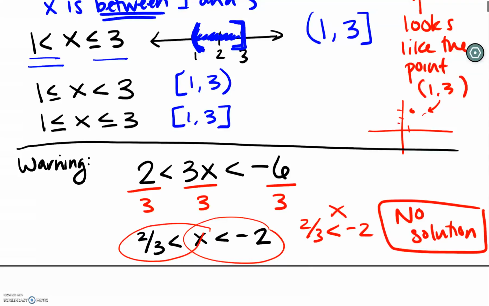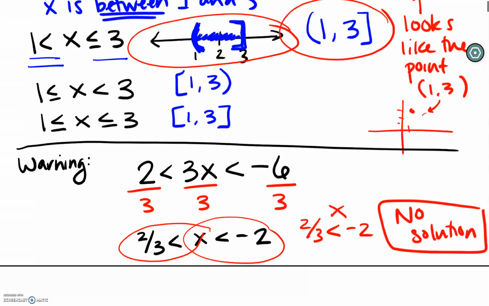So anyways, that's your introduction to our solution sets. Again, I'm going to focus on the graphs, right? So our little number line graphs and our interval notation. So what's important is that you're able to do both of those pieces.